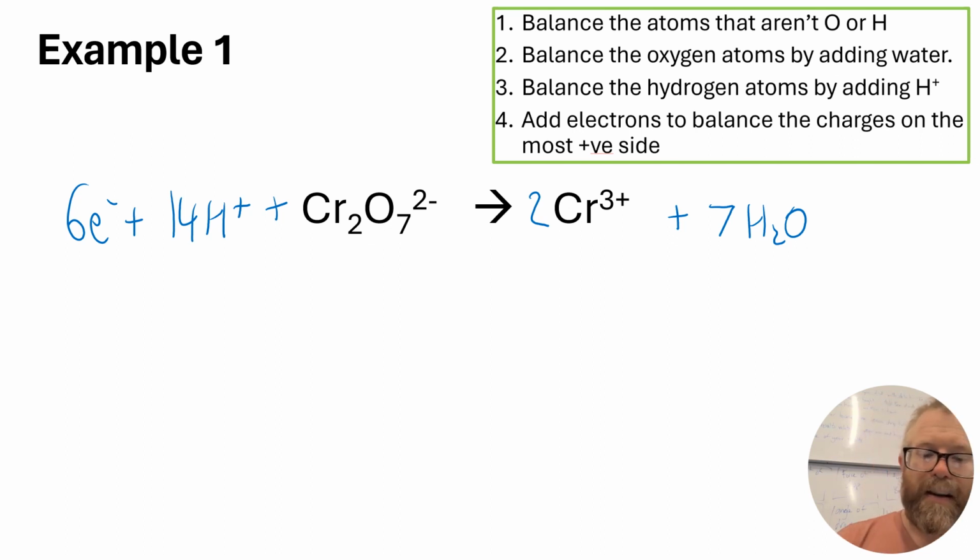And we can see it's a reduction reaction. Reduction because if we analyze the oxidation numbers, each chromium has gone from the 6+ state to the 3+ state. Or we can see it because the dichromate is gaining electrons, the 6 electrons. So if the electrons are on the left, it's going to be reduction.